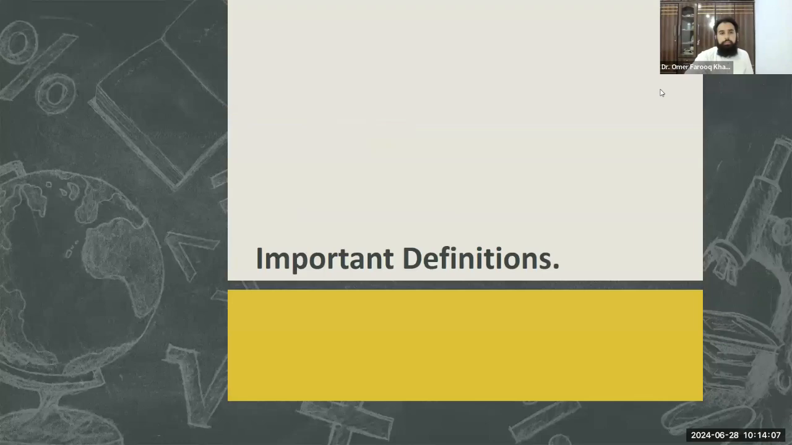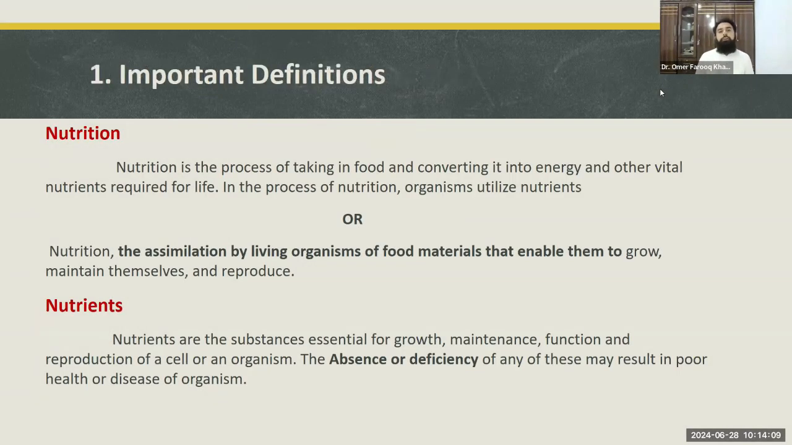So, what are the important definitions? We already know nutrition. Nutrition is the process of taking in food and converting it into energy and other vital nutrients required for life. In the process of nutrition, our organism utilizes nutrients. Or nutrition is the assimilation by living organisms of food materials that enable them to grow, maintain themselves, and reproduce. Similarly, nutrients are the substances essential for growth, maintenance, function, and reproduction of a cell or an organism. The absence or deficiency of any of these may result in poor health or disease of the organism.